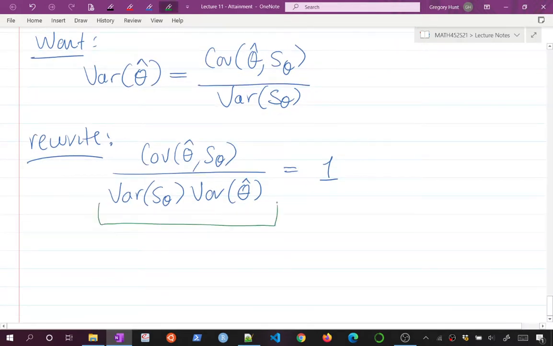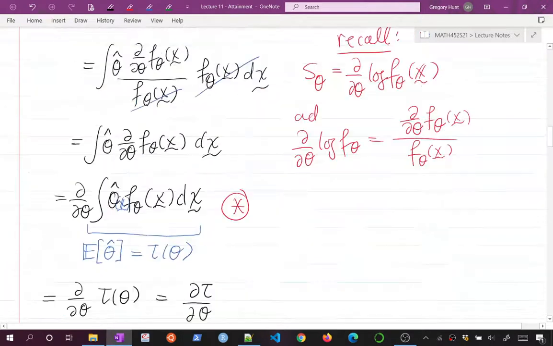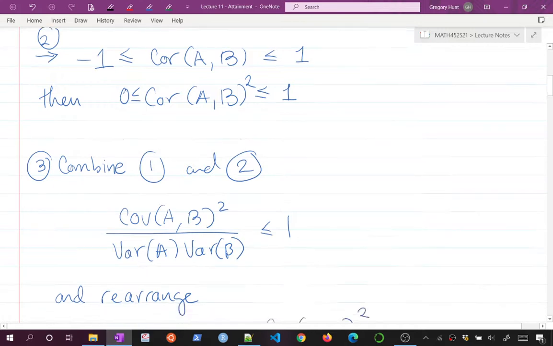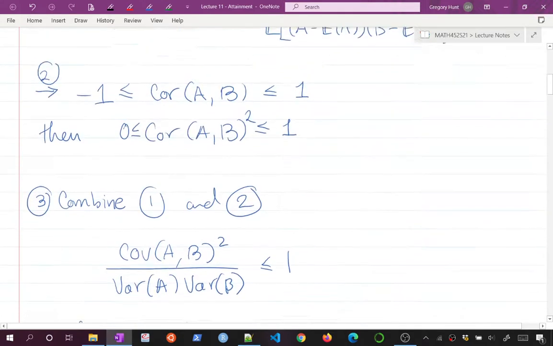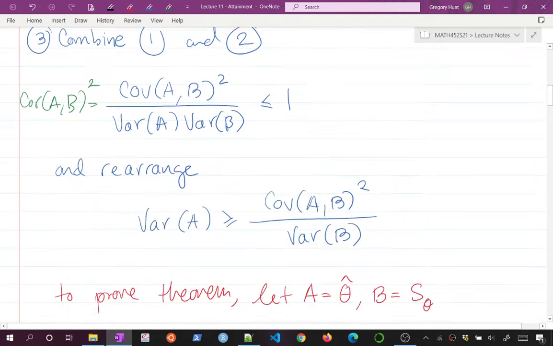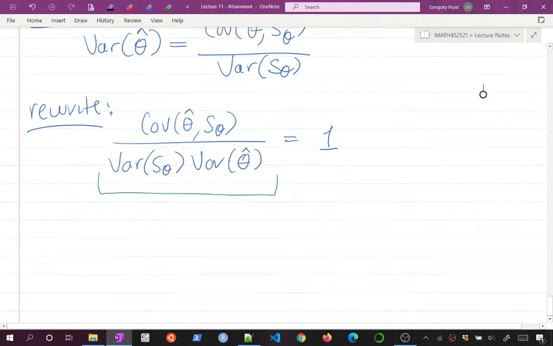If you go back to the previous theorem, how had we derived that thing? We had looked at this correlation, and by rearranging it, we had rearranged it into this inequality. So this was equivalent to saying that this was the squared correlation, which is always less than or equal to 1. By undoing that rearrangement, this is the squared correlation between theta hat and S theta.